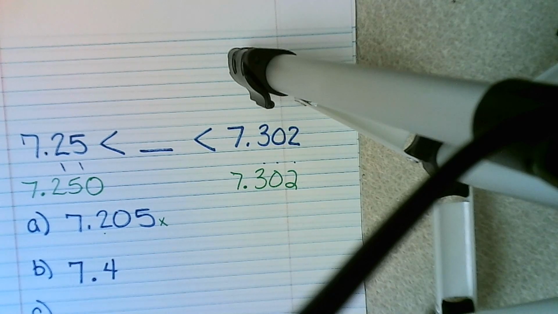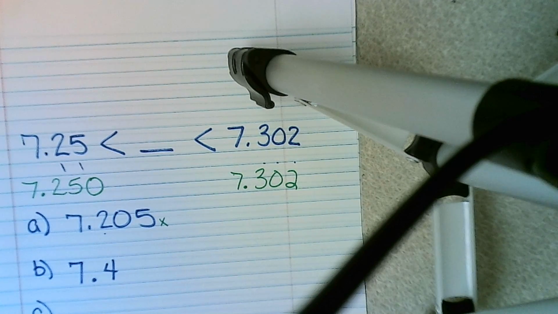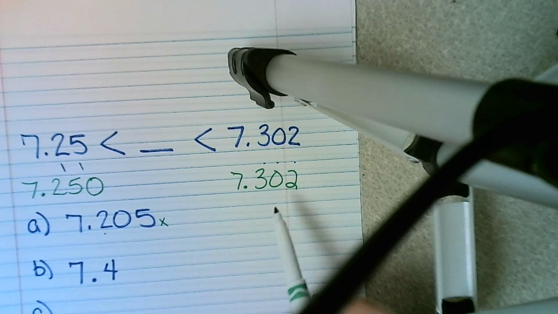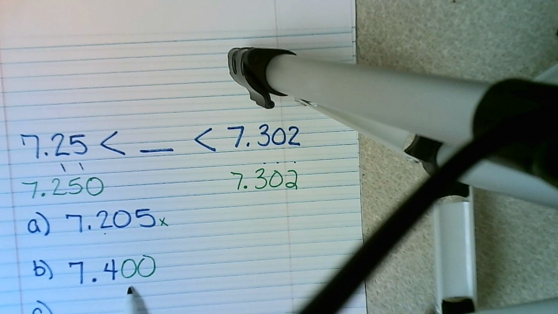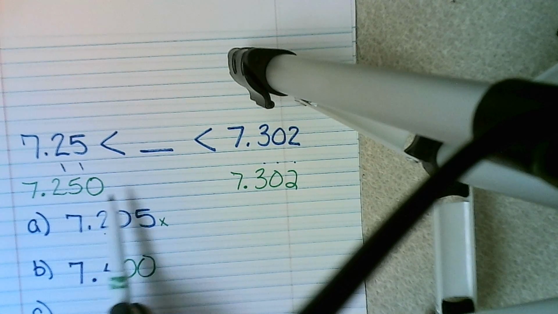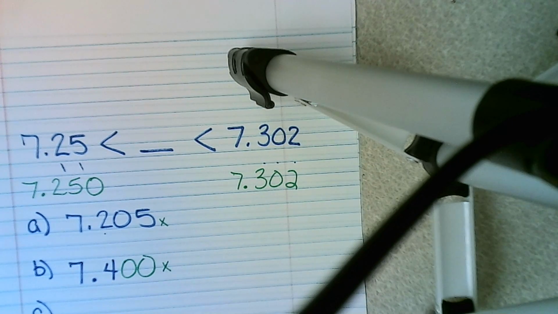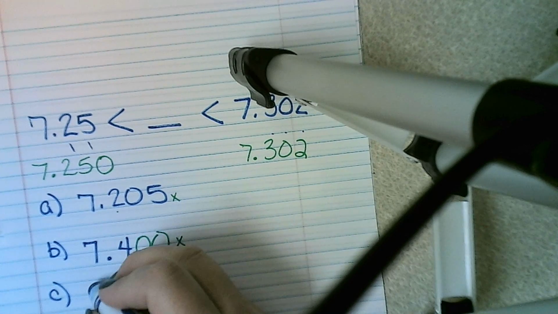Okay, the next option. Right now, this one has 1, 2, this one has 1, 2, 3. I always make them all have the same, so I have to make them all have 3. So that brings us back to 250, 302, add 2 zeros, that makes this one 400. Well, 400 is not between 250 and 302, so that is not my answer. And I look at the next one.